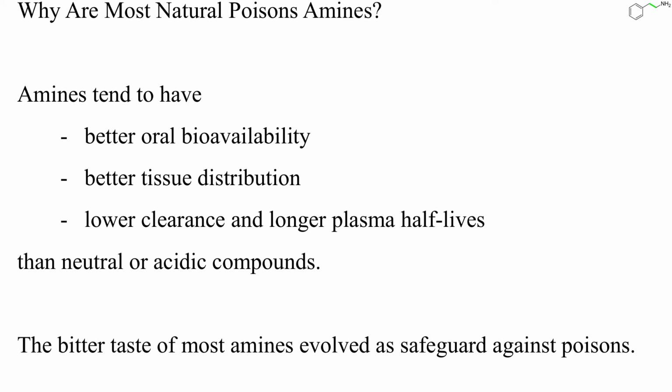Those humans who enjoyed eating alkaloid-containing plants procreated less efficiently than those who did not like to eat these plants, which explains the bitter taste of most amines. Many natural alkaloids are also emetics, causing us to vomit.